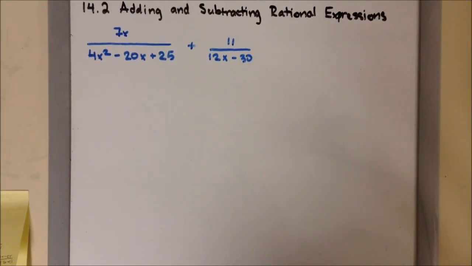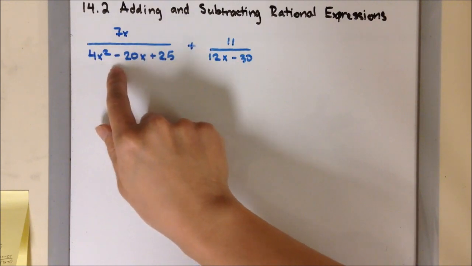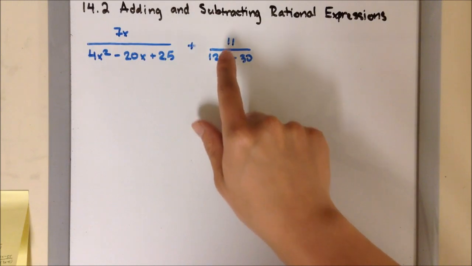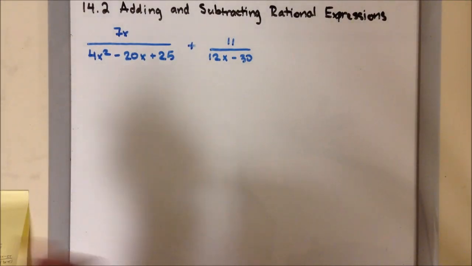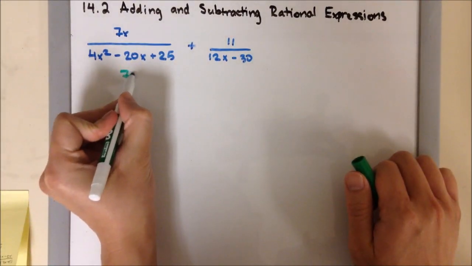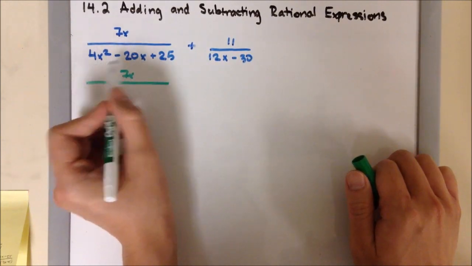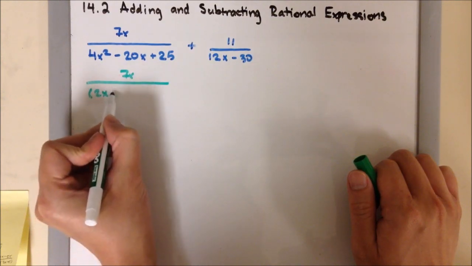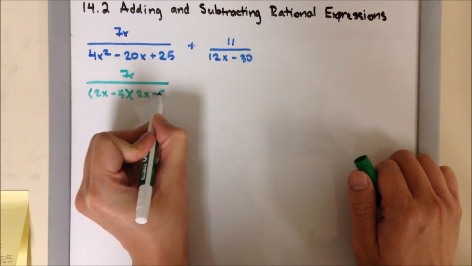Let's take a look at the second example. In our first fraction, we have 7x over 4x squared minus 20x plus 25, and then plus the second fraction, which is 11 over 12x minus 30. So let's factor first. In our first fraction, it's going to be 7x over, now I notice our denominator is a perfect square, so our factors will be 2x minus 5 times 2x minus 5.